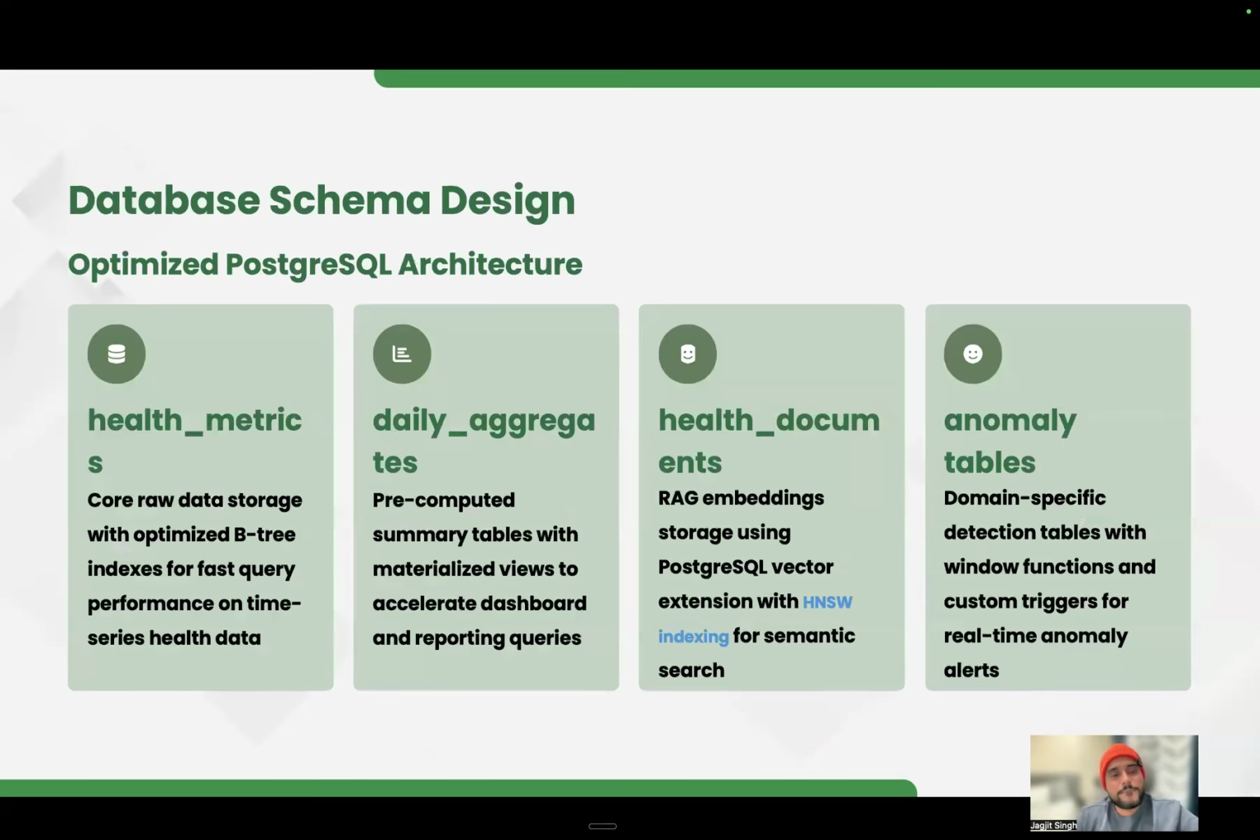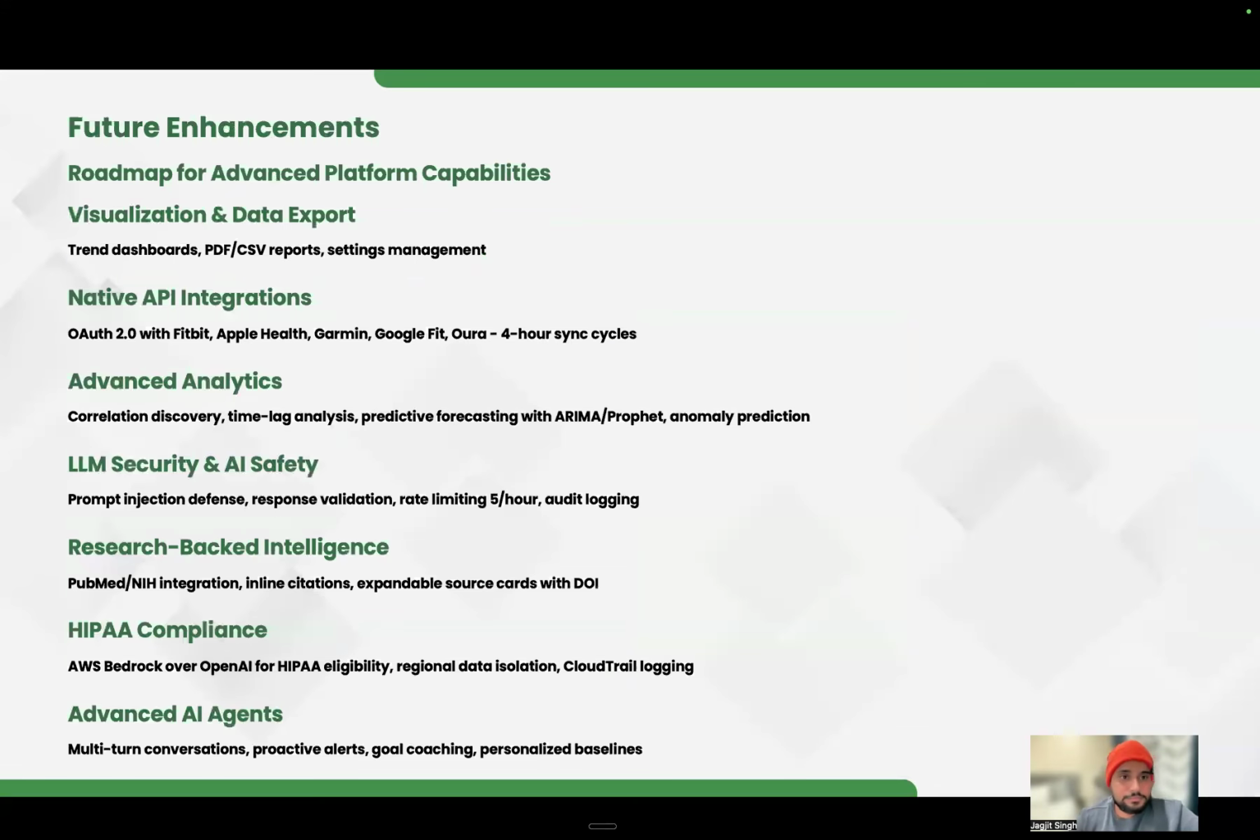And then our database schema design looks like this, where we have health metrics and data aggregates to actually provide the single day view or weekly view for users. And then we have health documents that has rank embeddings that is provided as a context to the AI to decrease the hallucination. And then we have anomaly tables that actually finds the anomalies using simple ML models.